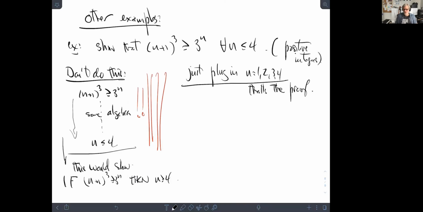Right, so I won't do it. I won't insult your intelligence. Just plug in n equals 1. You get 8 greater or equal to 3, and so on. I'll just do the first: n equals 1, you get 8 greater or equal to 3. It's true. n equals 2, and so on. That's it. Okay.